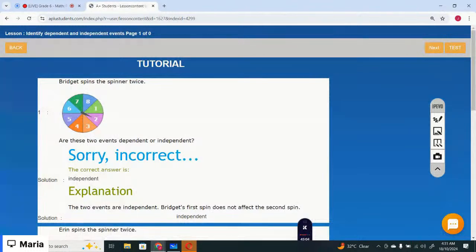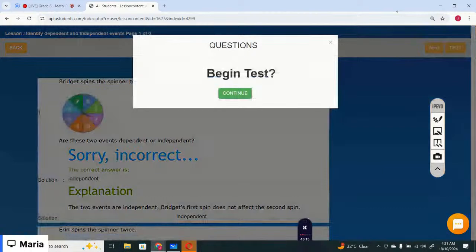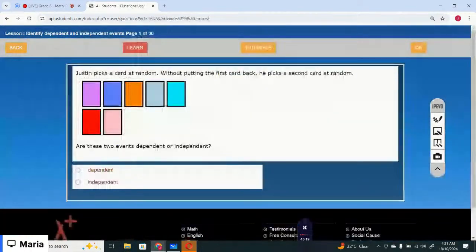What are dependent and independent events? If the outcomes of the second event are affected by the outcomes of the first event, then that means they are dependent events, right? Okay, let's just look at the example.